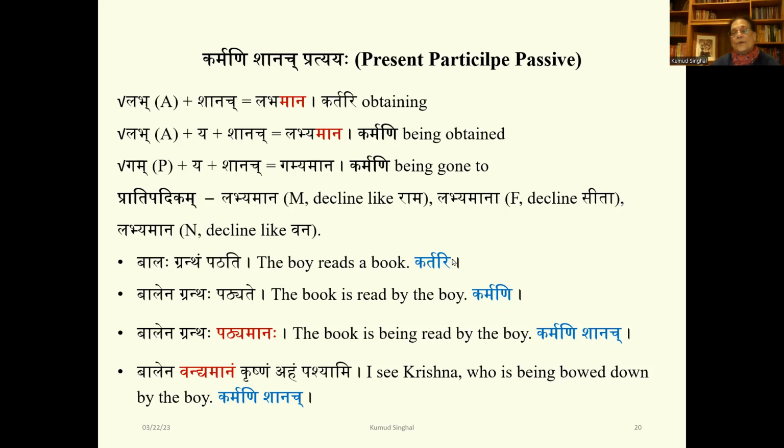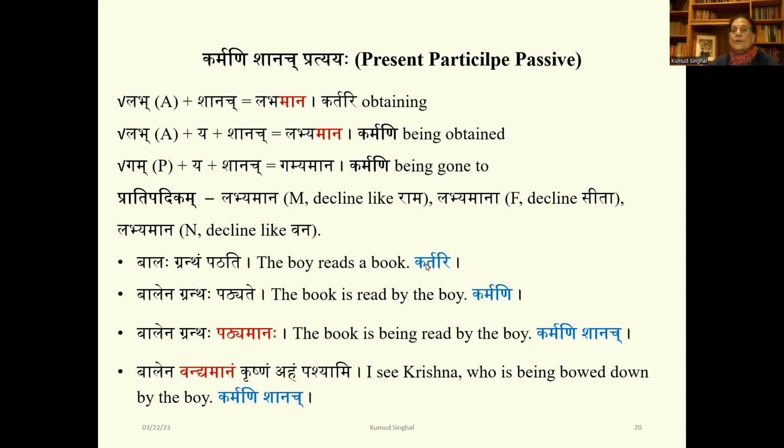This is an active voice. The book is read by the boy. If you remember, the subject becomes Tritiya Vibhakti, and this becomes Prathama Vibhakti, and you add a ya and an Atmanepadi ending. So the passive form of this sentence will be Balena Grantha Pathyate. The book is read by the boy.